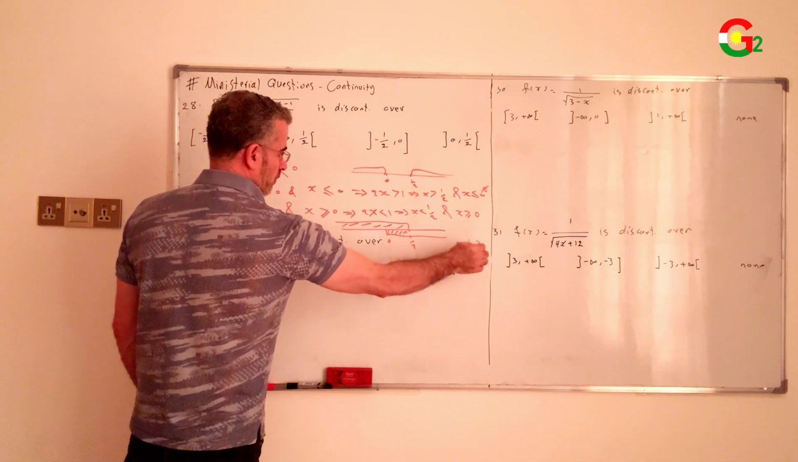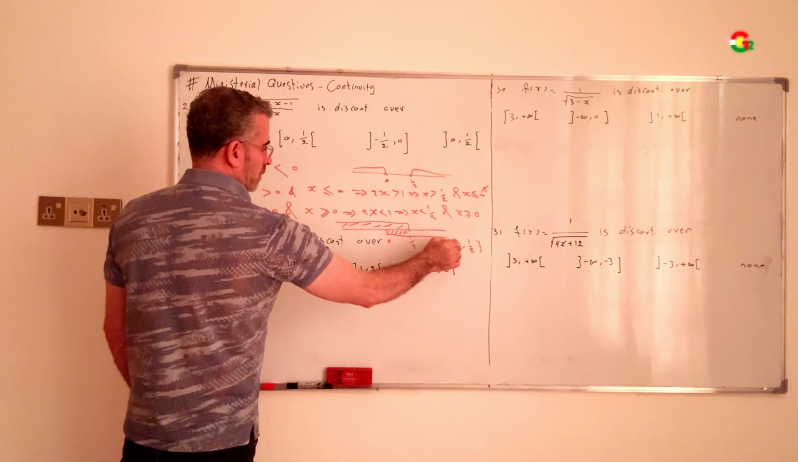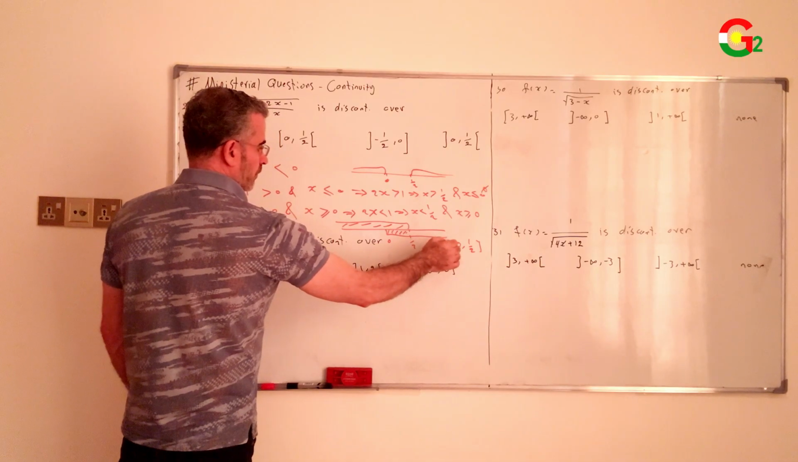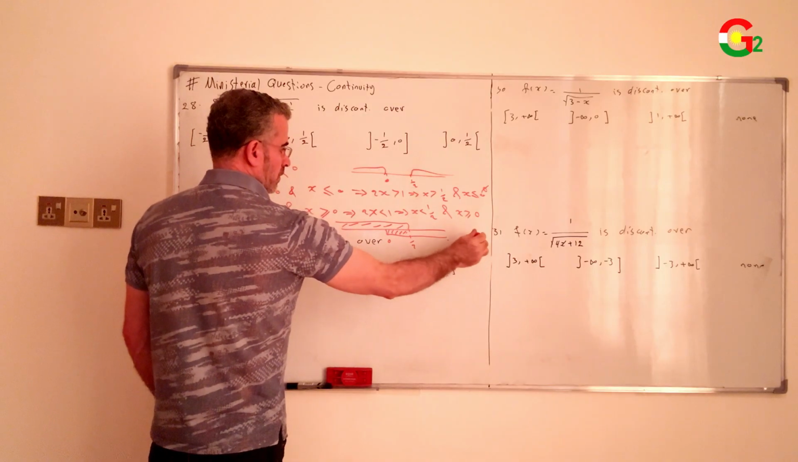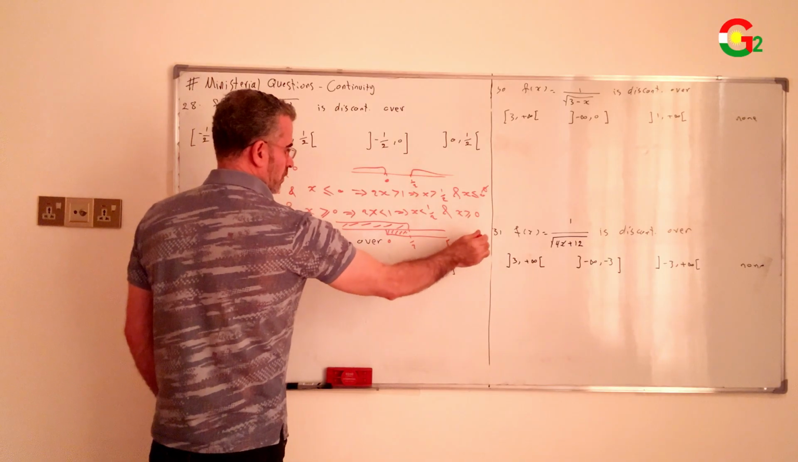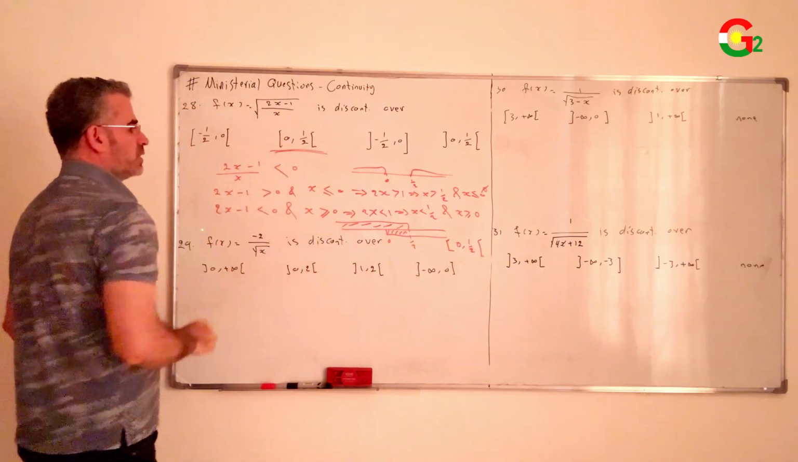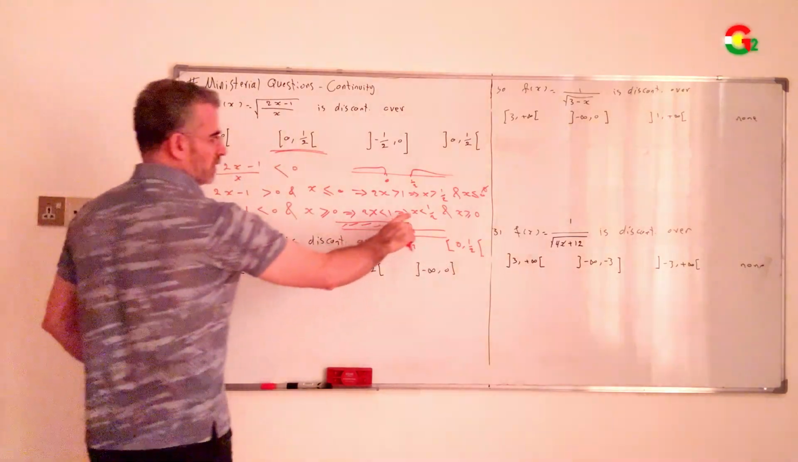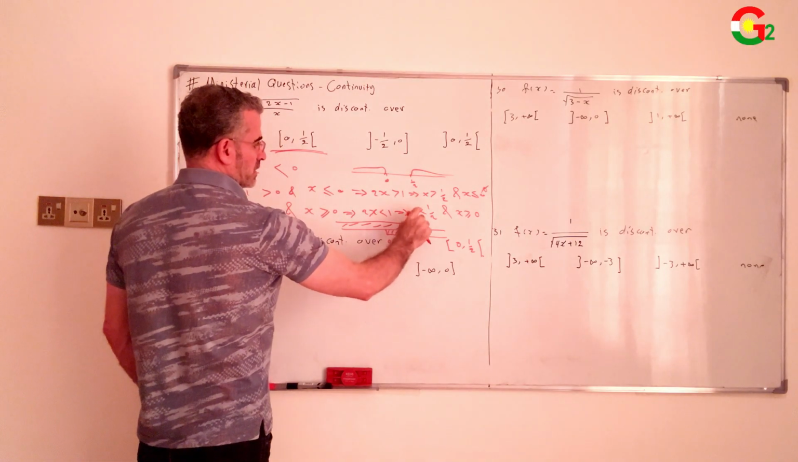Closed from 0, open from 1/2. Choice B, since 1/2 is not within this interval.